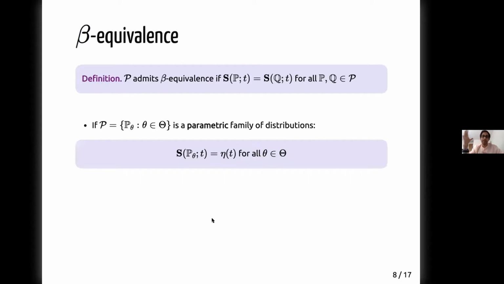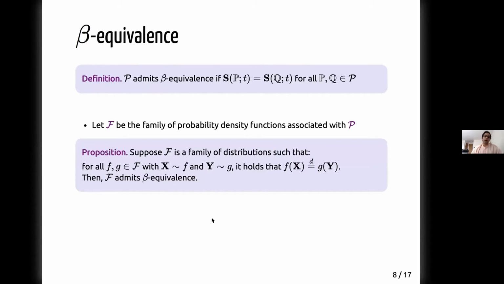So if we're given a family of distributions that is parameterized by the set theta, then Betti equivalence implies that the thermodynamic limit that these distributions admit for this family is independent of this parameter theta. And again, in the parlance of statistics, this means that the Betti numbers are asymptotically ancillary to the parameter theta that indexes this family. Okay, so we come to the first result.